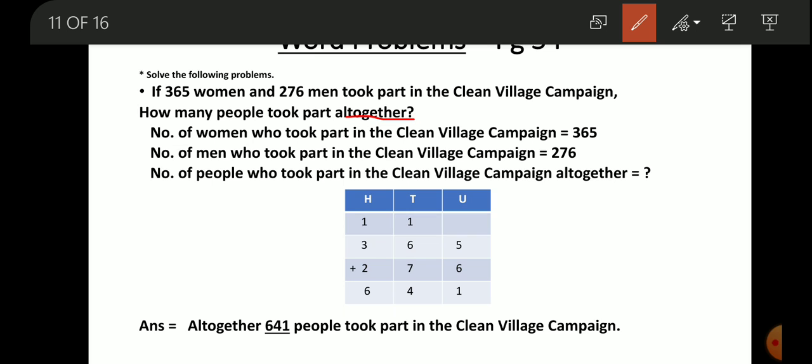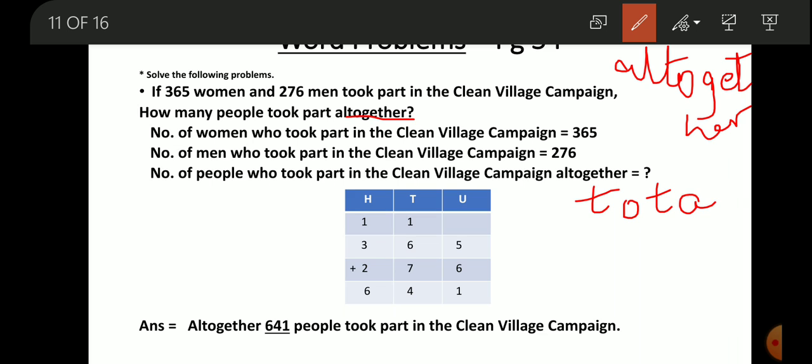Now when you have word problems together, addition and subtraction, you can identify addition problems with 3 words: altogether, total, and in all. If these 3 concepts are mentioned in the question, that means it is an addition problem.